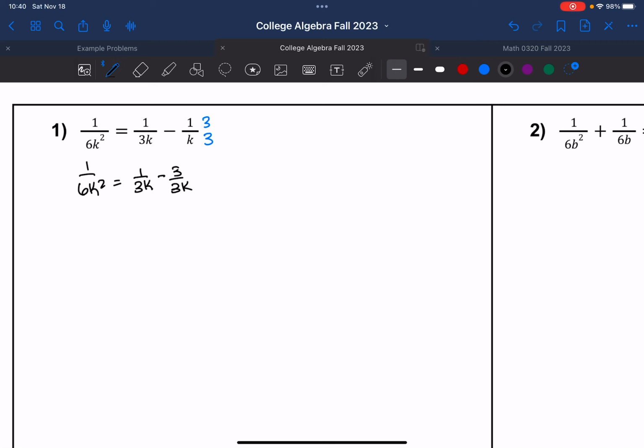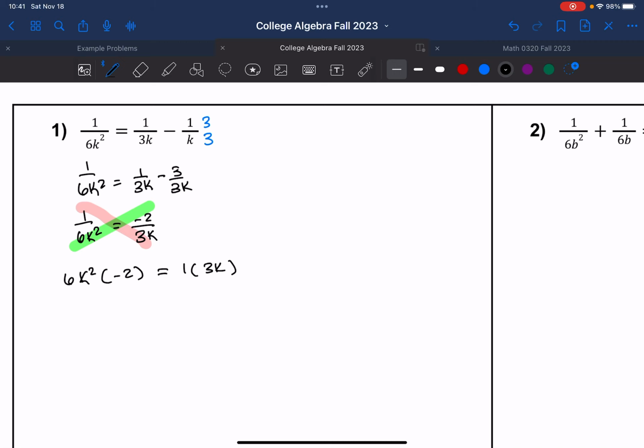Now I'm able to combine that fraction on the right side. So 1 minus 3 is negative 2. So I have 1 over 6k squared is equal to negative 2 over 3k. Once I have a fraction equal to a fraction, so notice both left and right side, I am now going to cross multiply. When I cross multiply following the green path first, I have 6k squared times negative 2 is equal to, now following the pink path, 1 times 3k.